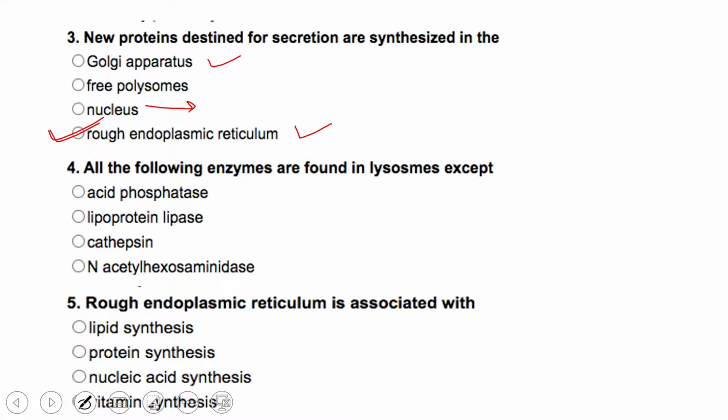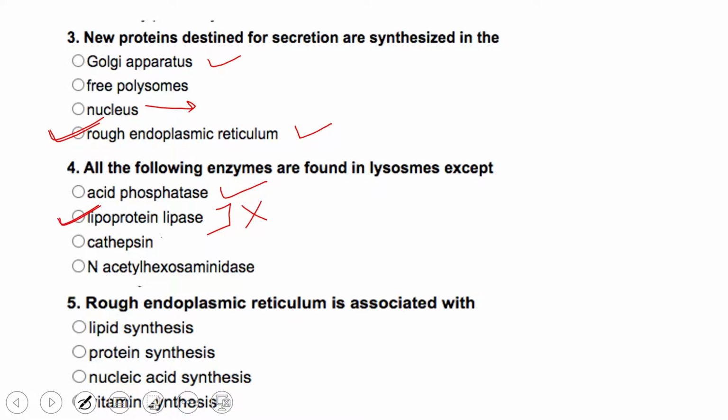Now, the next question. All the following enzymes are found in lysosomes except. We studied this when we studied lysosomes. Which of the following enzymes are found in lysosomes? Acid phosphatase, yes, it is present in lysosomes. Lipoprotein lipase, is it present in lysosome? No, it is not present in lysosome. So the answer is lipoprotein lipase.